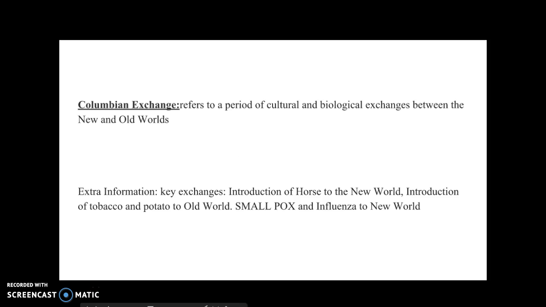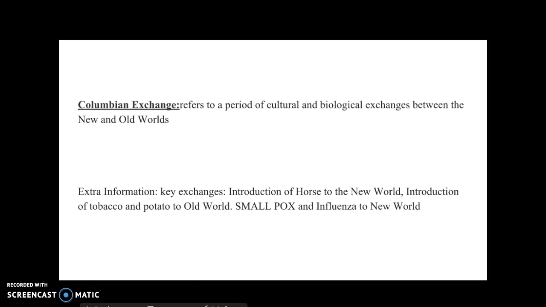You will need to know that information, so I think this is really key to put that on the flashcard. The Columbian Exchange, some extra information here, and a lot of people have been putting this when they've been looking at those factual questions on the jigsaw activity. The introduction of the horse to the New World, that's a key exchange there. The introduction of tobacco and potato to the Old World, that's a key exchange.